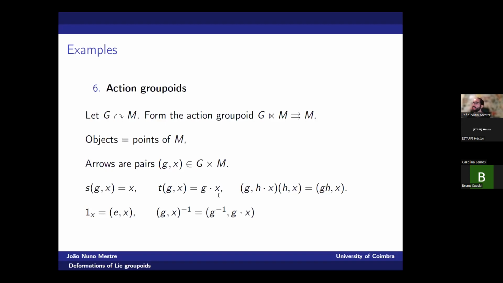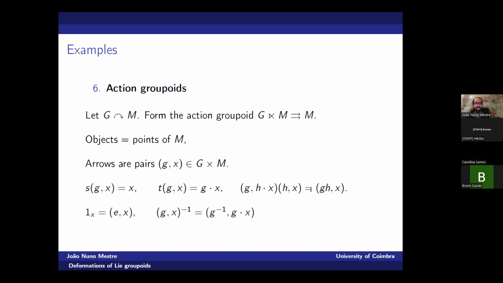So it's a way to label G, an element of my group, going from X to GX. That's going to be an arrow, which is the pair (G, X). And the way the structure maps work is just by using the multiplication of the group. And it will nicely codify my action. We'll see a little bit later exactly how.